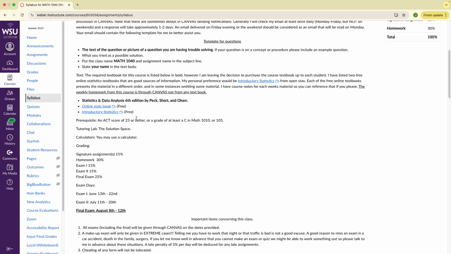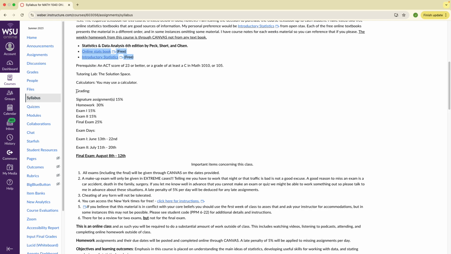In terms of your textbook, this is the required textbook. However, a lot of students find that between these online resources and the lecture notes that I provide, they find that sufficient. Ultimately, the choice is yours. You can get the textbook, you can decide that the slides are enough for you, that the online resources, however you learn best.